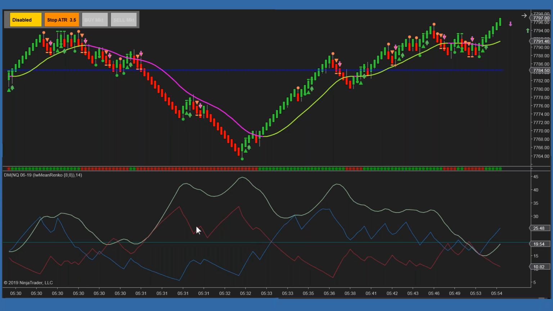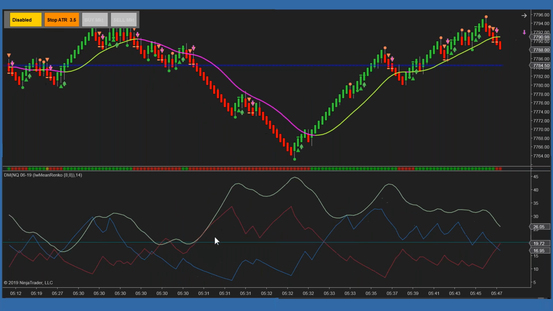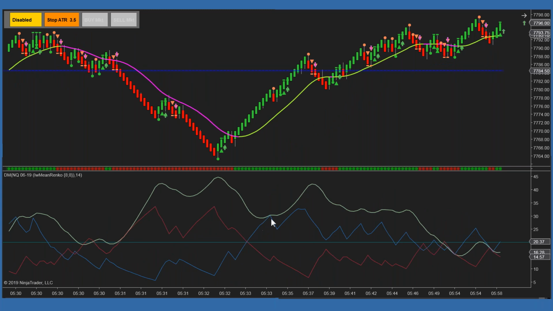You can see when the bearish trend is getting stronger, the red line is on top and the blue line is on bottom. When the bull trend is getting stronger, the blue line is on top and the red line is on the bottom. So just by focusing on whichever line is on the top, you will know who is dominant in the marketplace. Pretty simple, right?